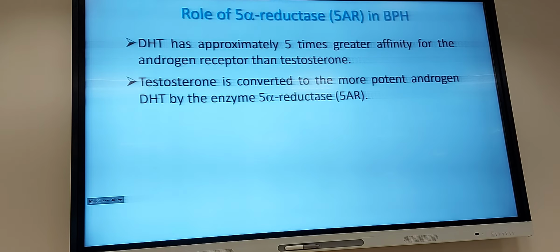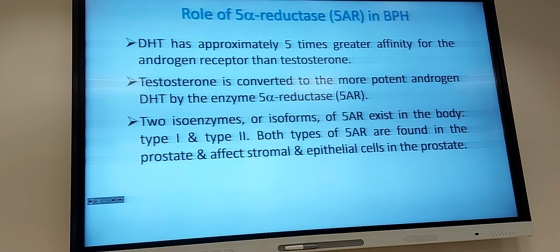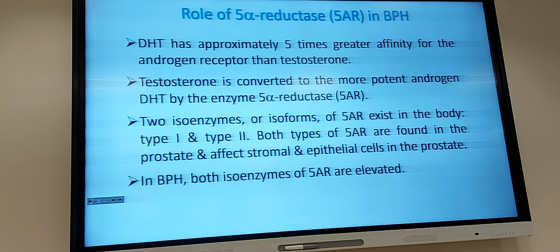We discussed these points, okay? So I'm just going through them quickly. And we have 2 isoenzymes or isoforms. In the body, we have 3. There's a third one now recently discovered, but in prostate, probably we have only 2. And both of them are found in prostate. And obviously, hence we have this conversion happening in the prostate, and that's why the size is increasing.